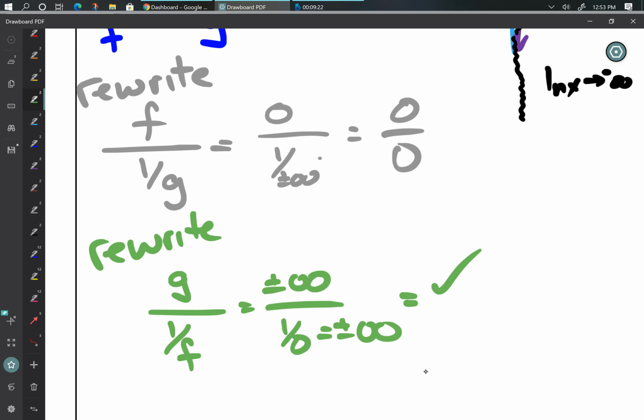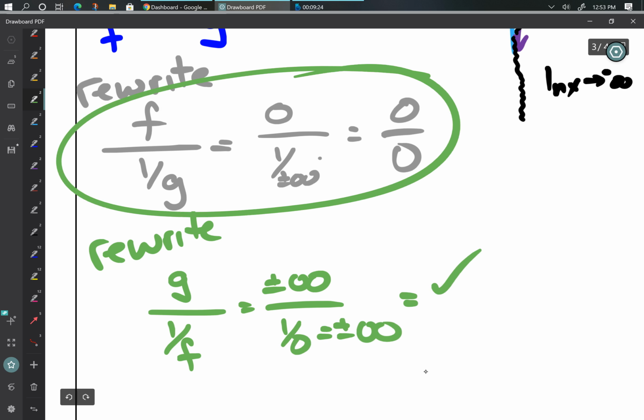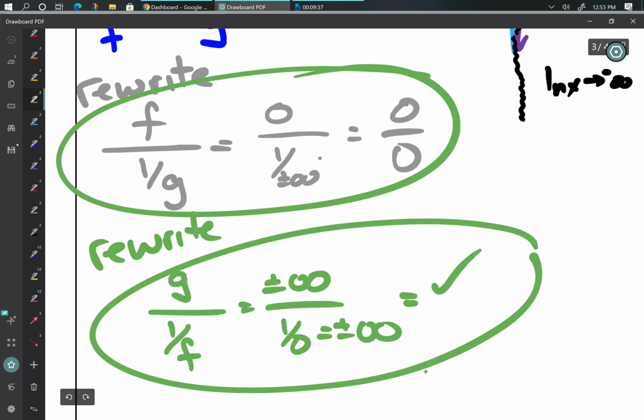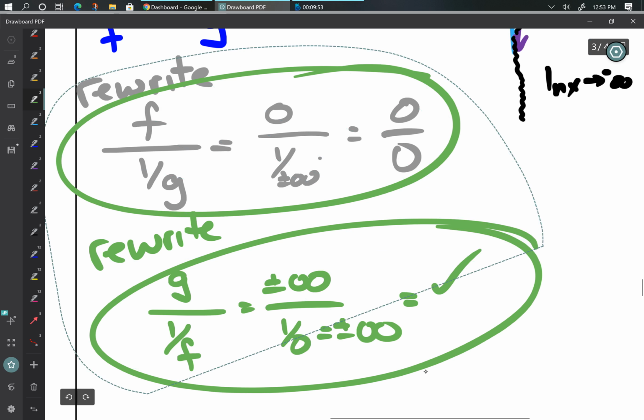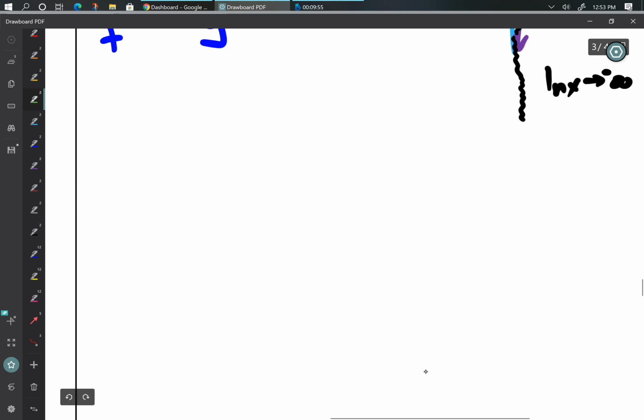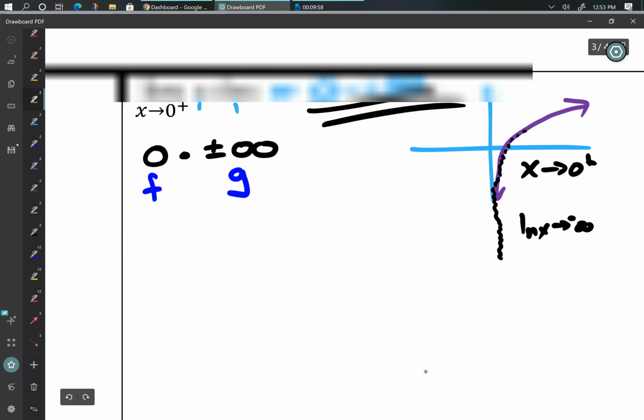Here's the downside. Sometimes you might choose one and then try L'Hopital's rule and it doesn't work, because it takes us down some rabbit hole where derivatives just need to keep getting reapplied and reapplied. It doesn't take us anywhere, which means you might have to start over and try it the other way. Unfortunately, I cannot give you any insight as to which way to rewrite, because sometimes it works better f over 1 over g, and sometimes it works better g over 1 over f. There is no rule that says do it this way and it will always work.